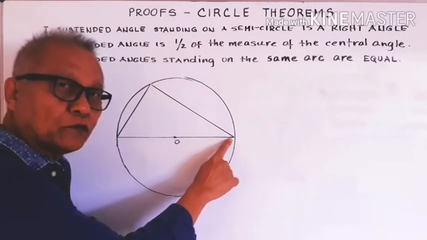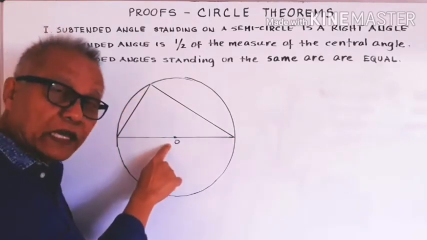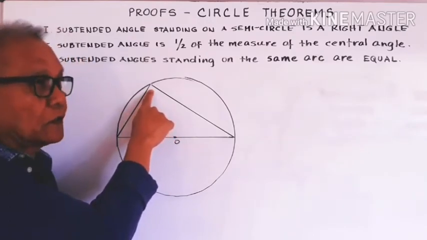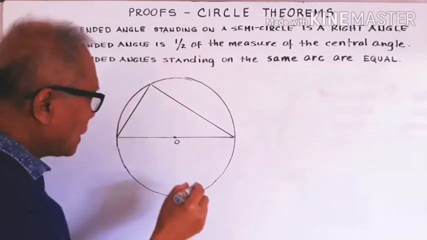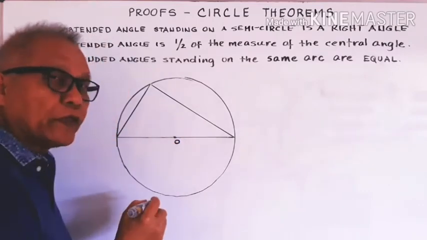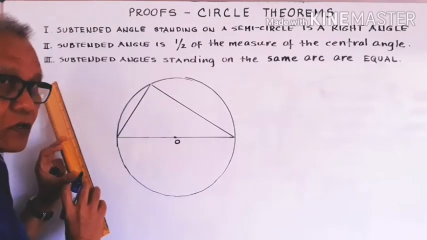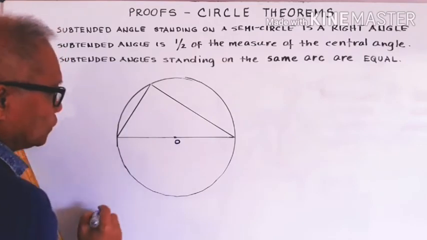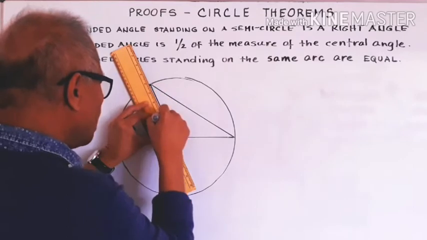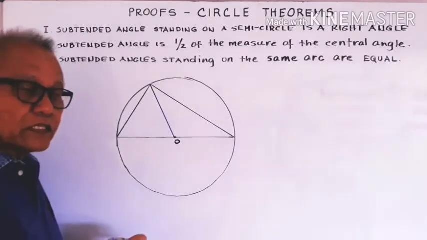Now we are going to prove that this subtended angle here, which is opposite of the diameter, is equal to 90 degrees or a right angle. We have here the center of our circle at point O. Therefore, we know that this chord here is the diameter. Let's draw the radius from O to the subtended angle. So, this is now our figure.